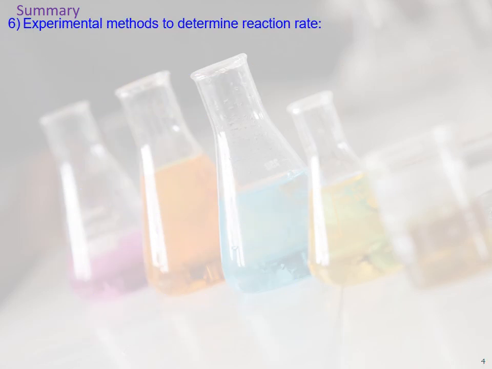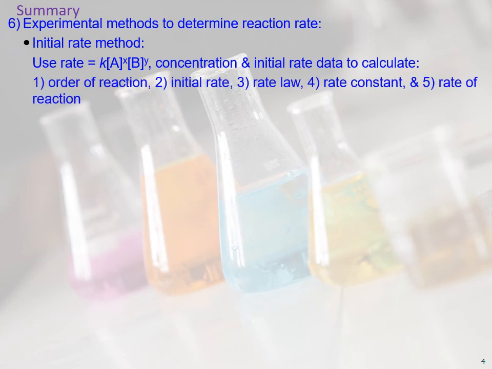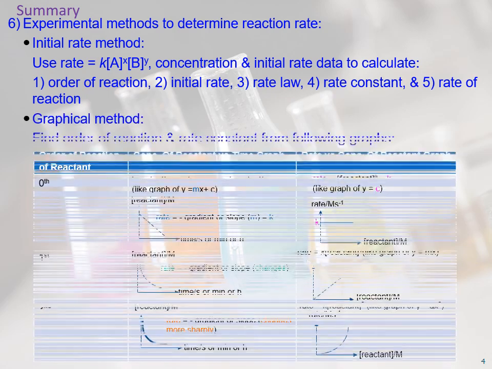Experimental methods to determine reaction rate. The initial rate method. Use the rate law, which is rate is equal to rate constant k times concentration of A raised to power x times concentration of B raised to power y, concentration and initial rate data to calculate order of reaction, initial rate, rate law, rate constant, and rate of reaction. Graphical method.